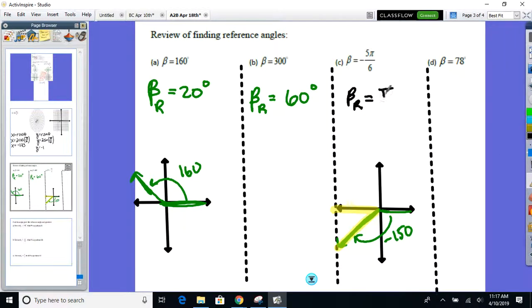Anybody want to tell me, so I don't have to do a diagram anymore? When you're given radians, how can you find the reference angle pretty quickly? Negative 5 pi over 6, and it was pi over 6. There you go. Whatever it's being multiplied by. So remove the 5, remove the negative, pi over 6. Okay? 78.